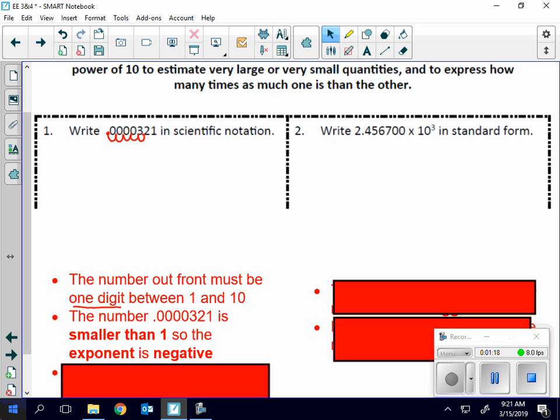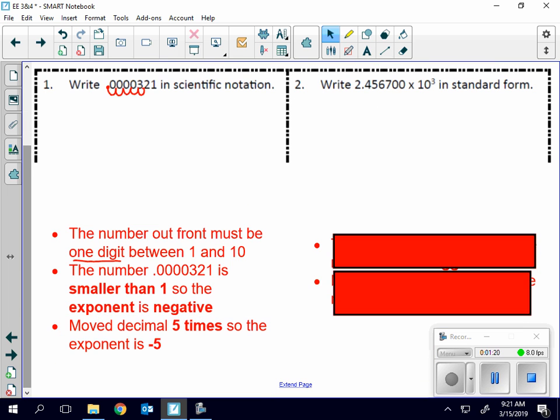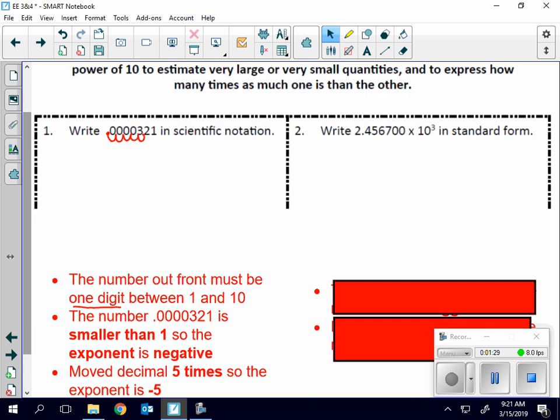Okay, so what did I do? I moved the decimal 5 times, so I know my exponent's going to be -5. Take a minute, write that down. And then we're going to rewrite this number in scientific notation. So now we have 3.21. And then don't forget, scientific notation is times 10 to some power. And the power is going to be a -5 for the reasons below.